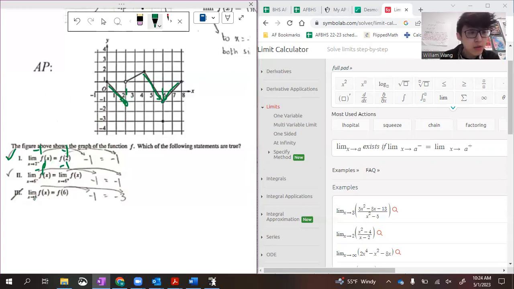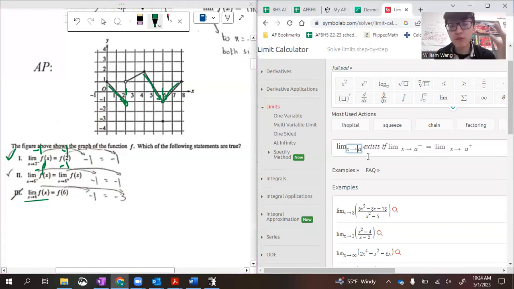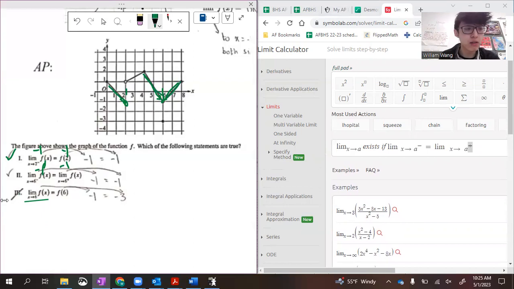Final one. It says the limit as x approaches 6 is equal to f of 6. And now here's where we use my definition. What is the limit as x approaches 6? Well, remember, the limit as x approaches a specific value, let's say 6 in this case instead of a, means that the limit as I approach 6 from the left has to be equal to the limit as I approach 6 from the right. Well, is that true? Let's see. I approach 6 on the left, and I approach from the right, and they are equal to each other. They're approaching the same point. So this is true, and it's equal to -1. So my left side is fine.